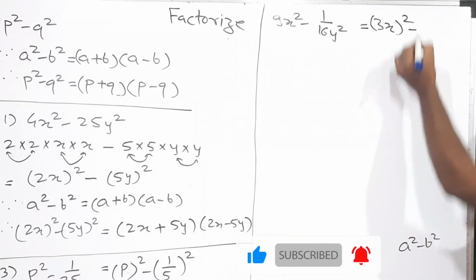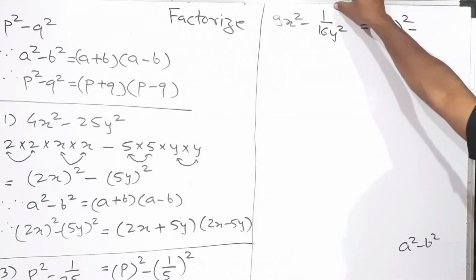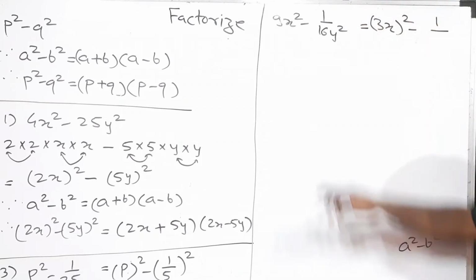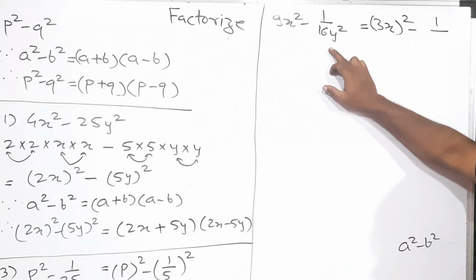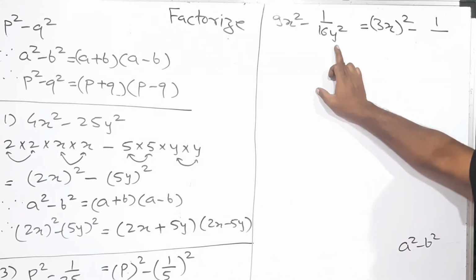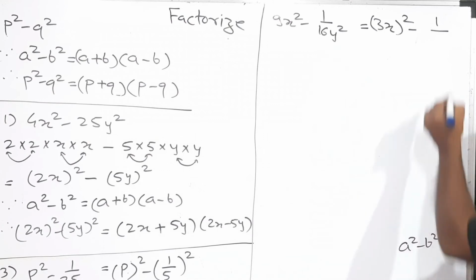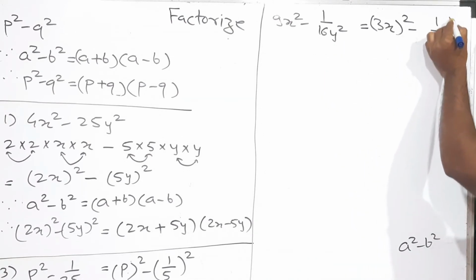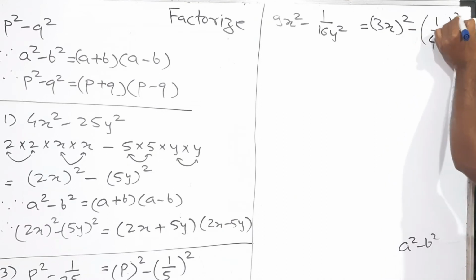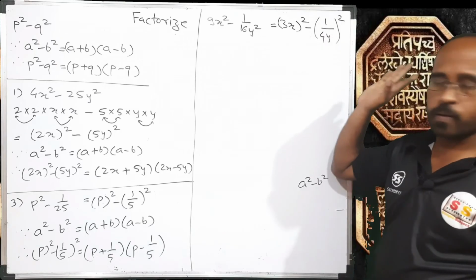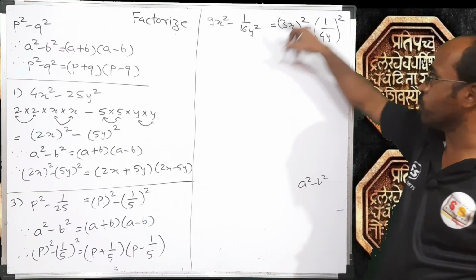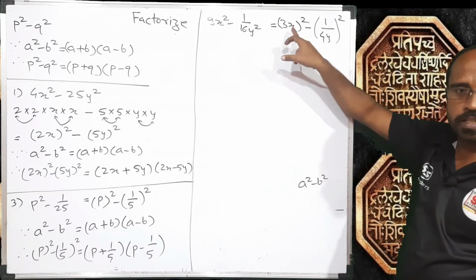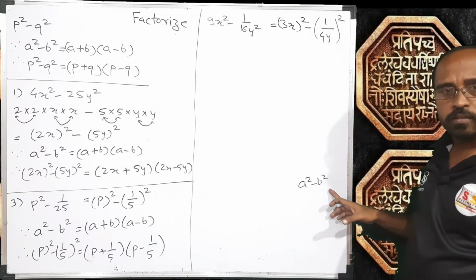Minus, in the case of the fraction, the numerator is 1, its square root is 1, upon the denominator 16y square, the square root of 16 as well as the square root of y square. The square root of 16 is 4, the square root of y square is y. So 1 upon 16y square is the square of 1 upon 4y. Means eventually it is converted into the type of a square minus b square.